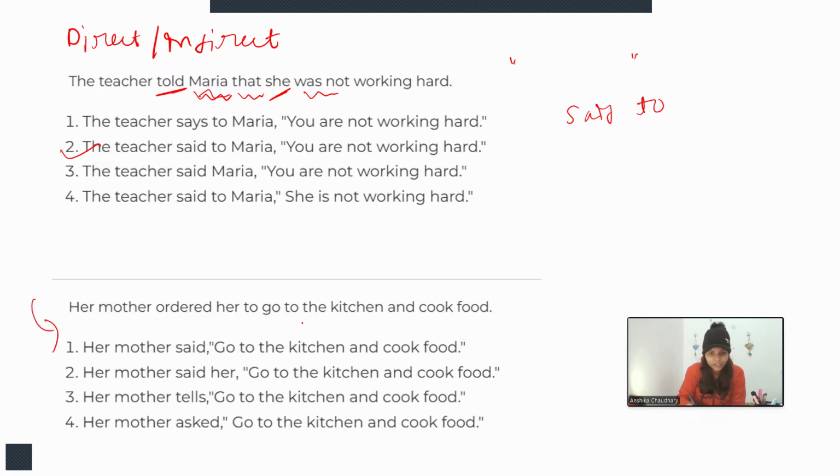Her mother ordered her to go to the kitchen and cook food. So this is in indirect speech, and we need to convert it to direct. Okay. So her mother ordered her will be converted to said only, right? So her mother said, then inverted commas, go to the kitchen and cook food. Why? Because it is an imperative kind of sentence, and order is a kind of imperative sentence. So it is the rule that in imperative we don't change any verb form, right? So it will become directly: her mother said, go to the kitchen and cook food. So it will be the correct answer, option number 1.